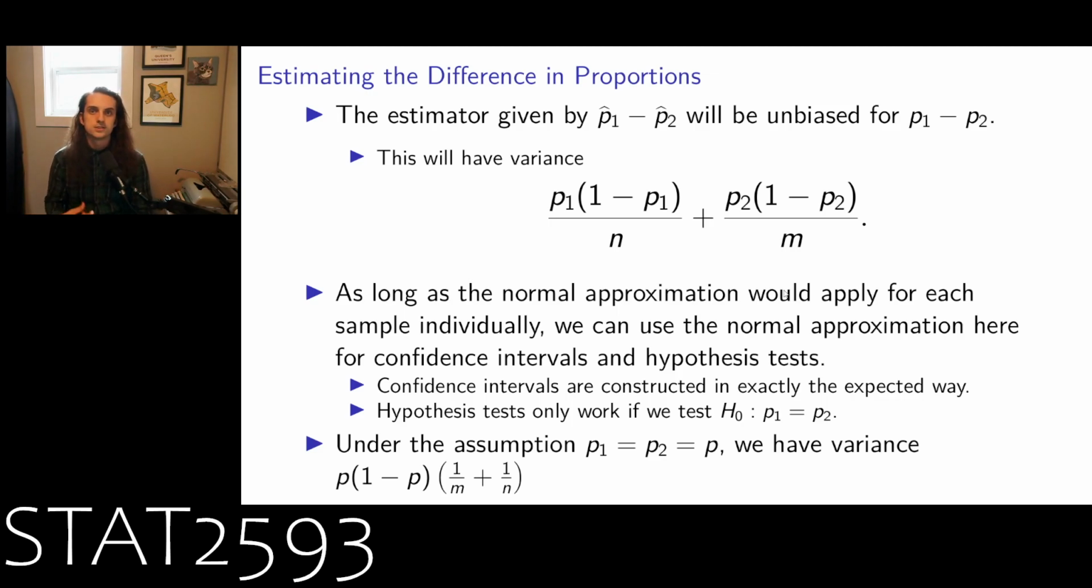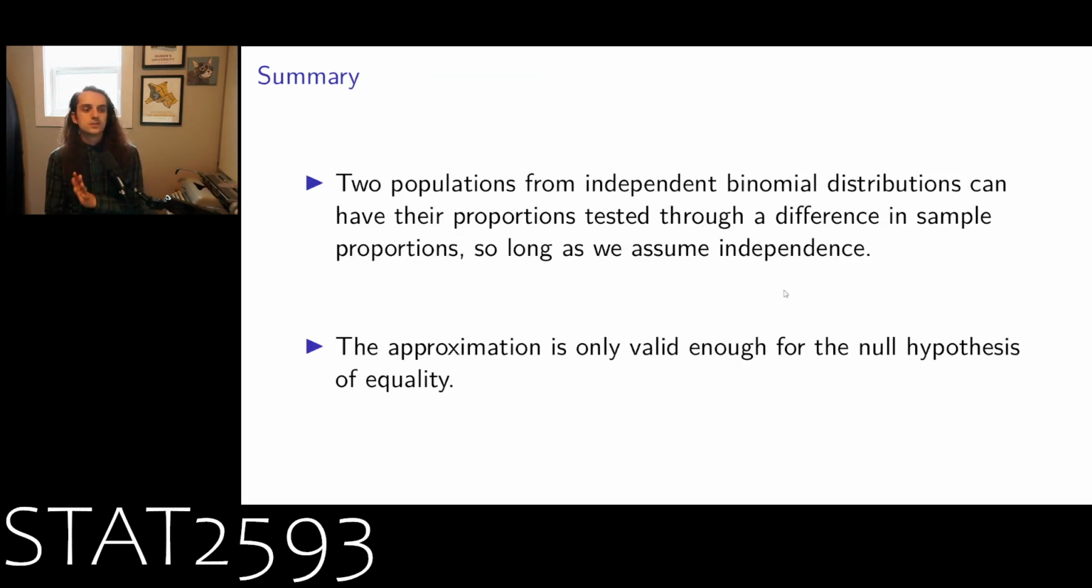So if you want to do a confidence interval, it's going to be plus or minus the critical value times the standard error. If you want to do a hypothesis test, you're going to look into which tail is the relevant tail, and add up the p-values from there. Walk through the process exactly the way that we've seen all of these times up until now, right? So two populations from independent binomial distributions can have their proportions tested through sort of the simple differencing procedure, so long as we're assuming that they're independent and that the test that we're running is that the proportions are equal.